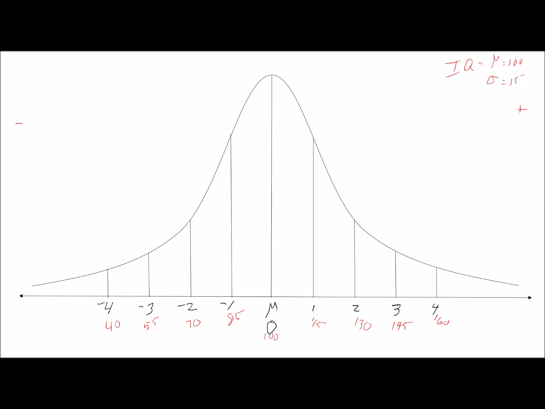So let's make some application out of this. Let's say we have a person, we'll say person A, and their raw score for IQ was 115. We would then know that if you calculate the formula for z-score, the z-score would equal 1. So that puts them right 1 standard deviation above.